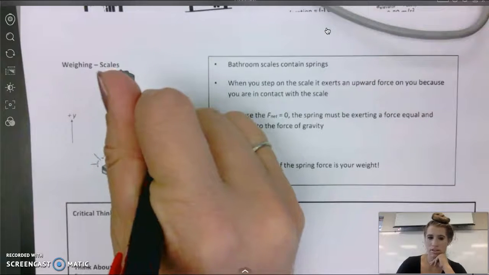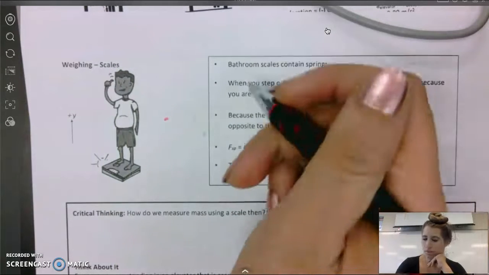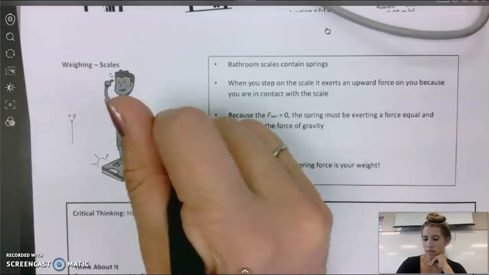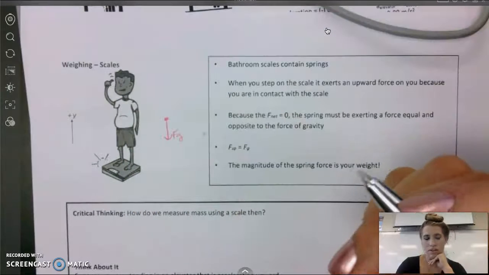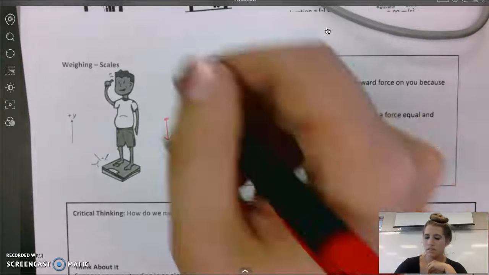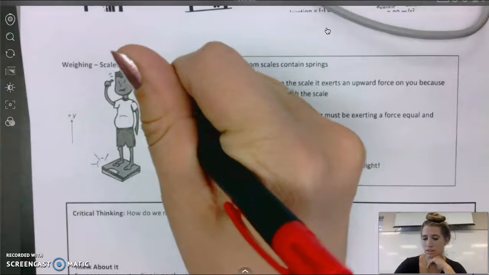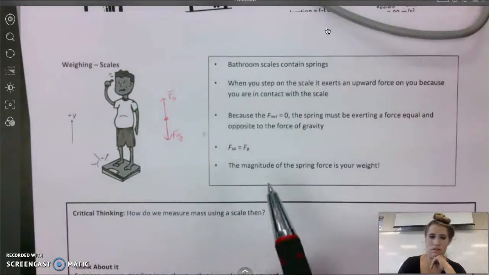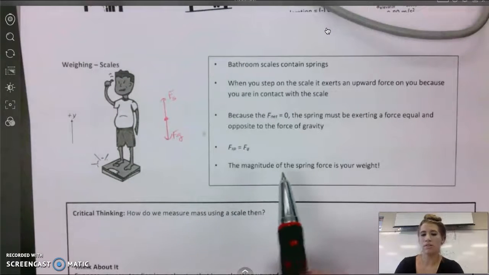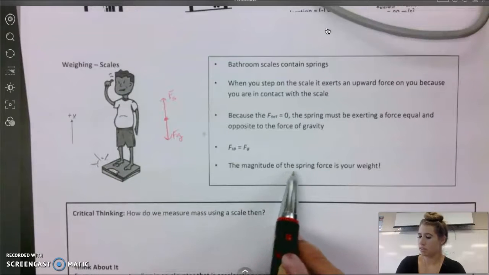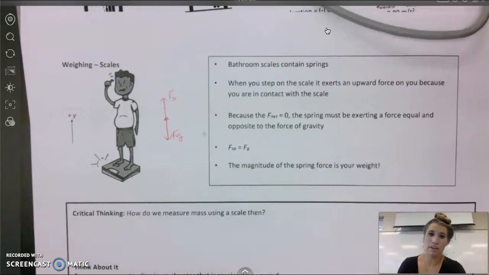Okay, and let's think through that. So here's my free body diagram. For this gentleman, we have the force due to gravity, but he's stationary, so the net force is 0, and this force due to gravity is actually canceled out by this spring force, and so they must equal one another as far as magnitude goes. So the magnitude of the spring force is your weight, and that's how scales work.